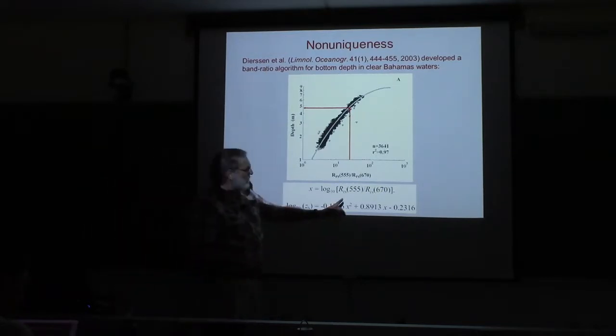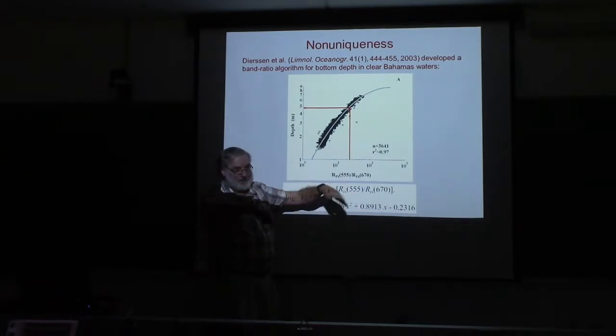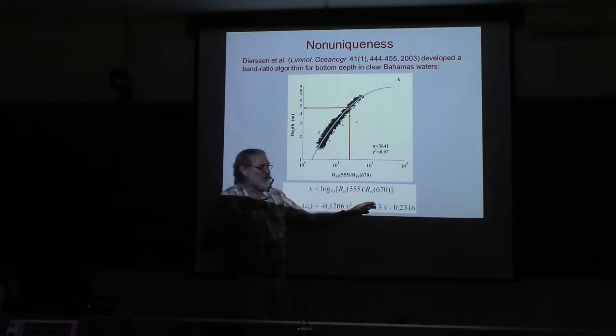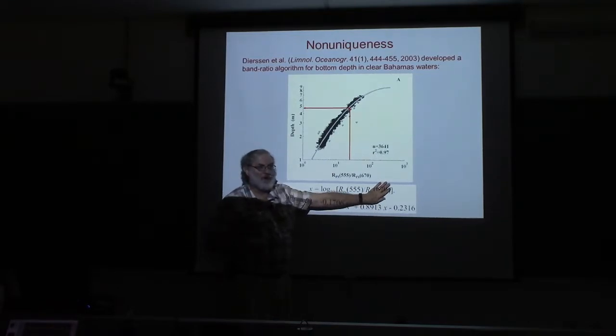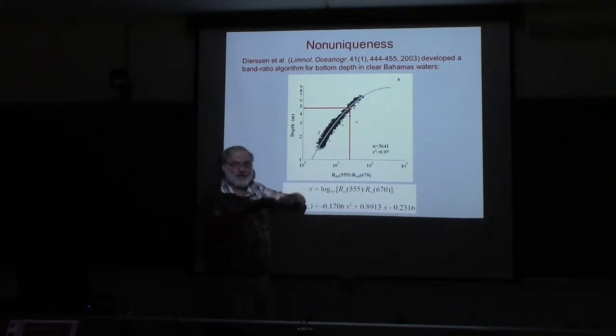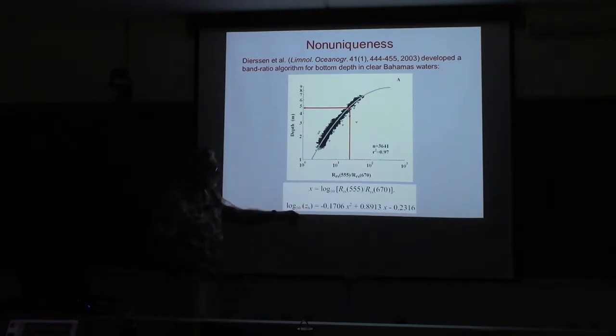Now, remember, at 555 this is really, really clear water. You can see down to, you know, 30 meters. So there's a very clear wavelength. At the other wavelength, water absorption has sort of pinned it down, which means you can't see the bottom very well. The very clear wavelength says you can see the bottom. So that ratio is what she chose to use.